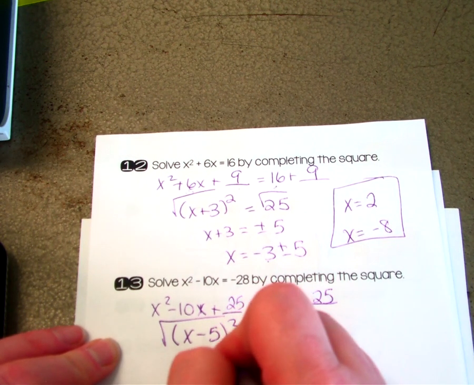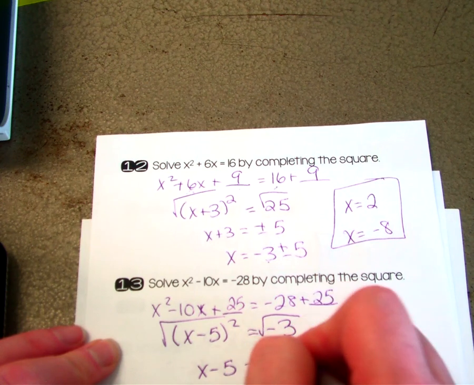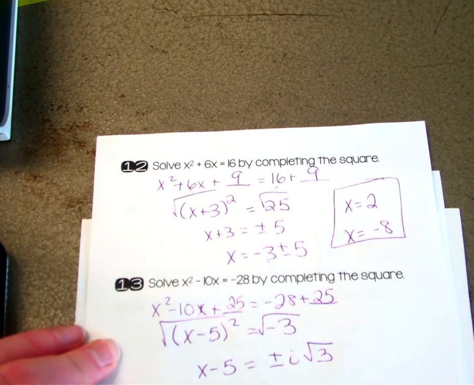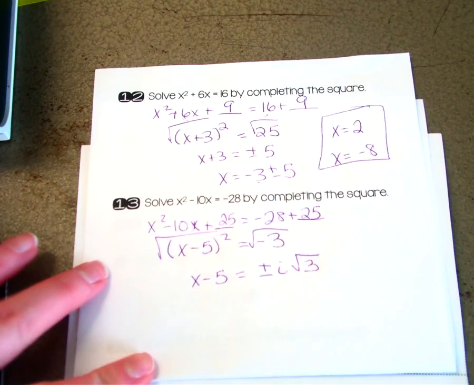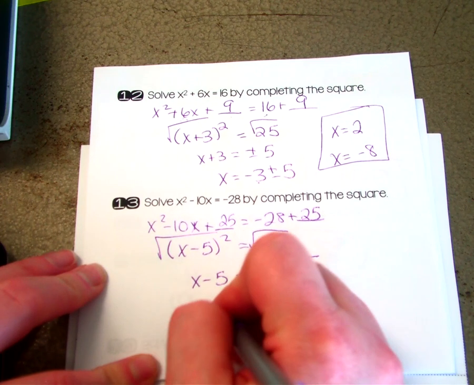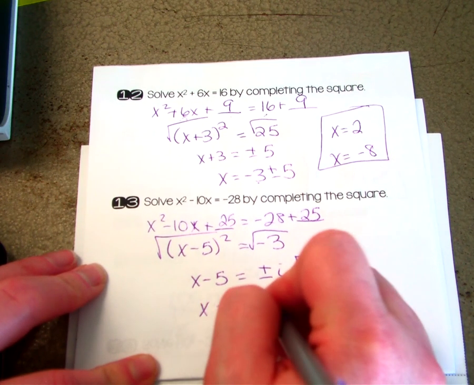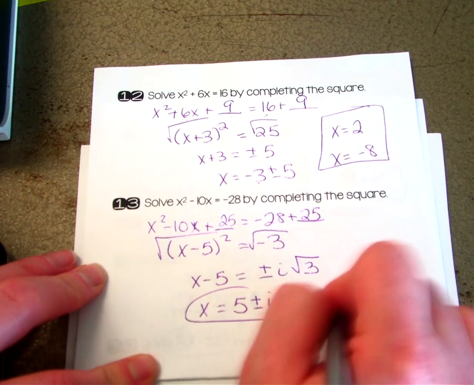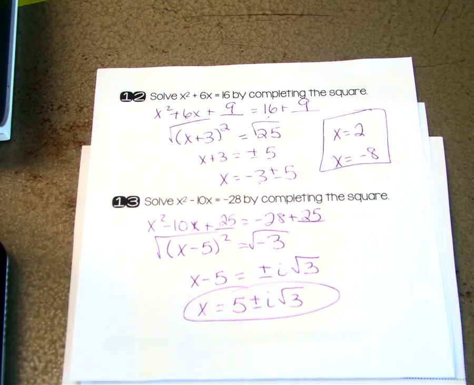Take the square root, gives me plus or minus i radical 3. 3 is not a perfect square, so that's going to stay underneath there. And then add your 5 over. So 5 plus or minus i radical 3 is our final answer for that one. All right.